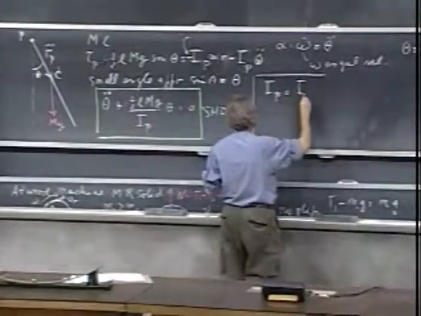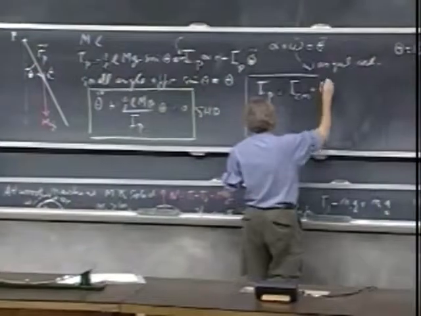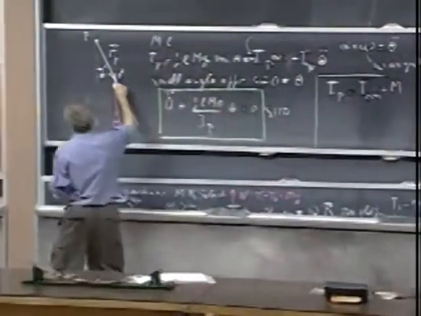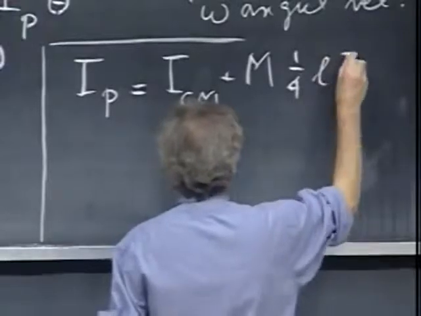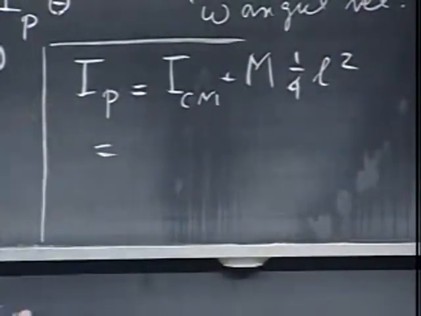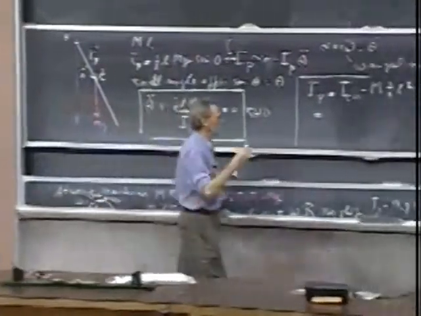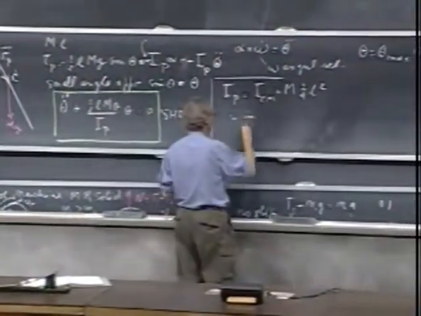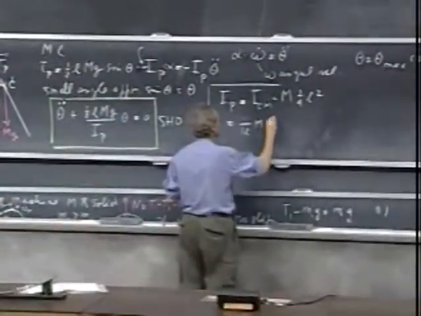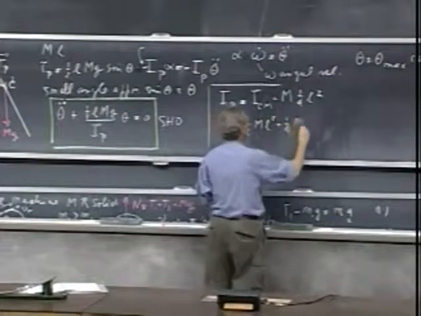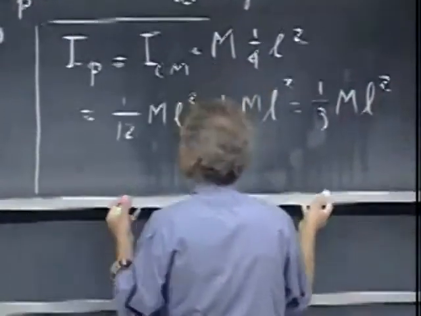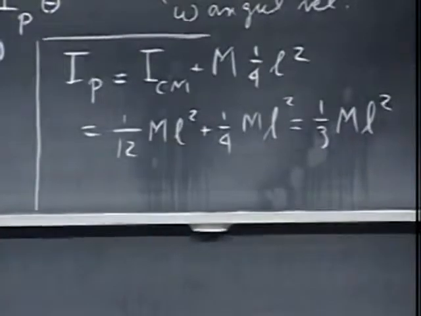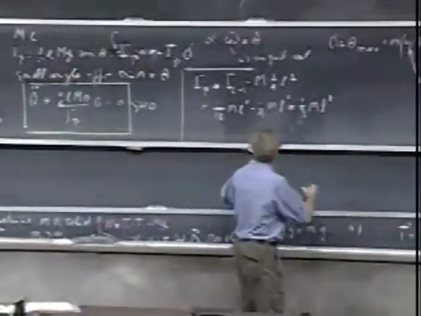So this is the moment of inertia about the center of mass plus m times the distance squared, and the distance between these two axes is 1/2 L. So this is 1/4 L squared. I look up in a table what the moment of inertia is for rotation of a rod about its center, when the rod is perpendicular to the axis, and that is 1/12 mL squared. Plus 1/4 mL squared gives me 1/3 mL squared.